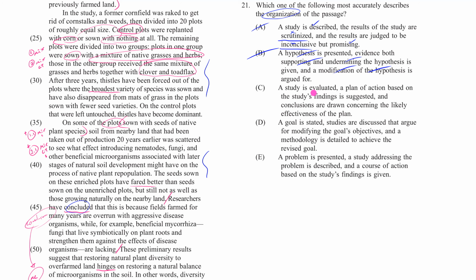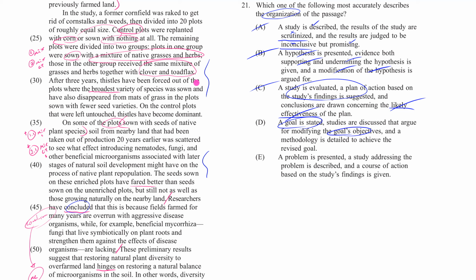C says a study is evaluated. Plan of action is based on what the study suggests. This is all towards the end already, right? The evaluation happens here, the conclusion, and then the plan of action is here. So you just forgot the rest of the passage. Conclusions are drawn concerning likely effectiveness, but we don't talk about the likely effectiveness of the plan. So C is no good. D says goal stated, studies are discussed. Goal stated is good. We want to accelerate. Studies are discussed that argue for modifying the goal's objectives.